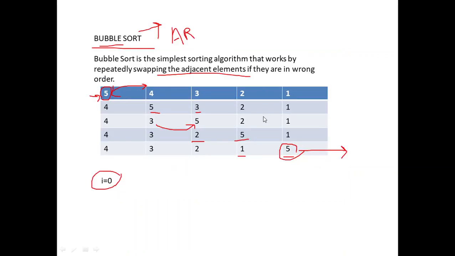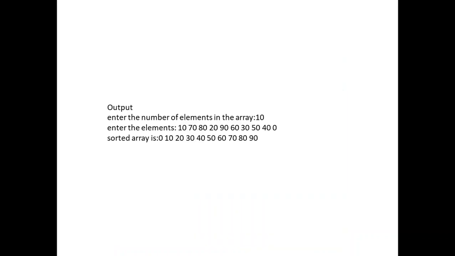In bubble sorting, the first element is taken and its value is compared with its adjacent element. If it's greater, then swapping occurs. Swapping means interchanging the position. So this will be our required output.